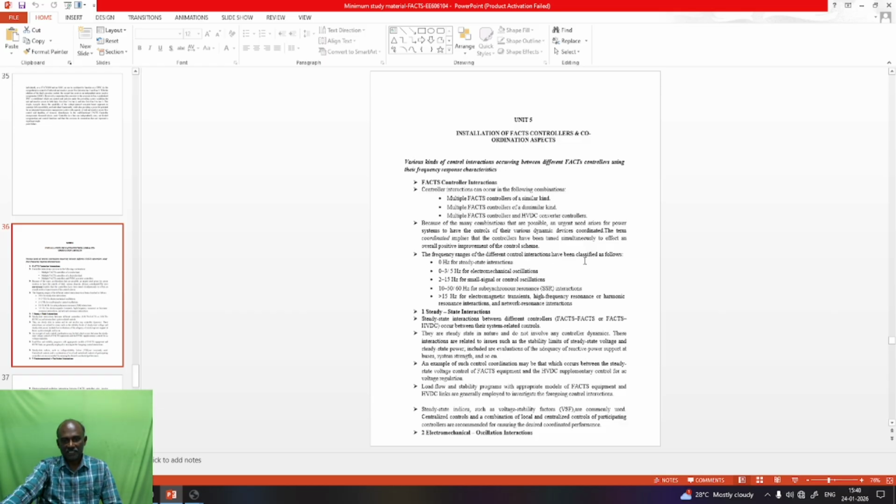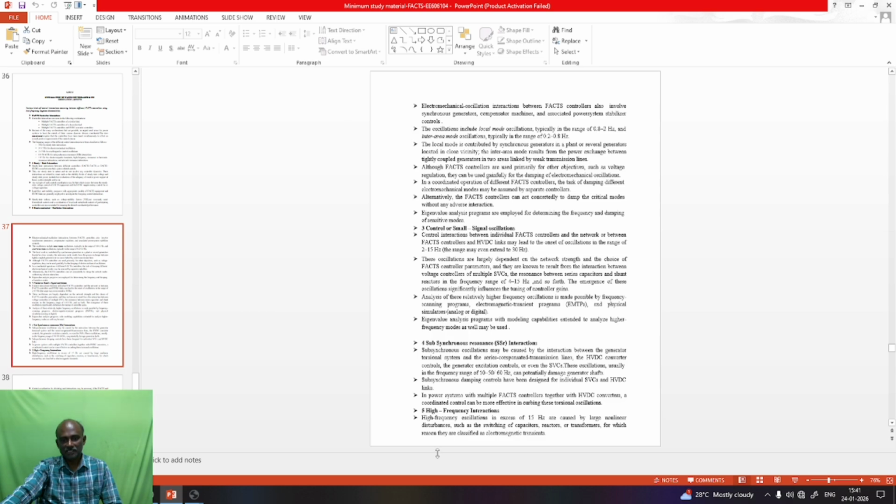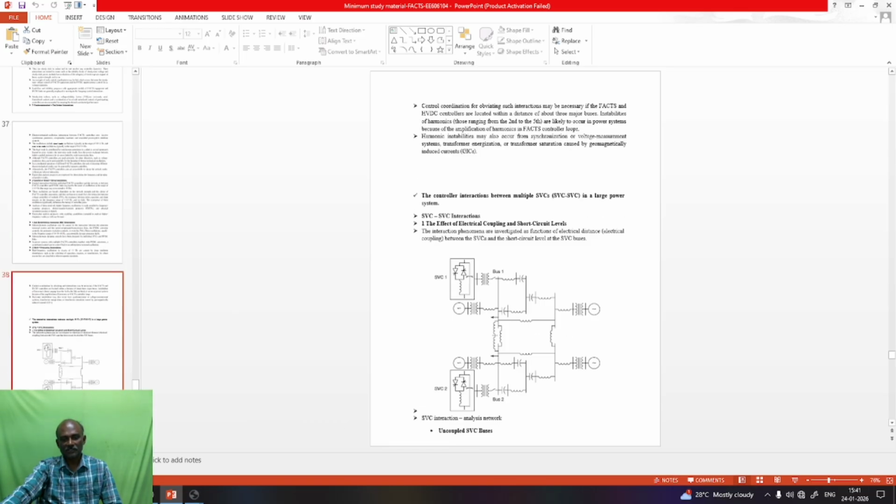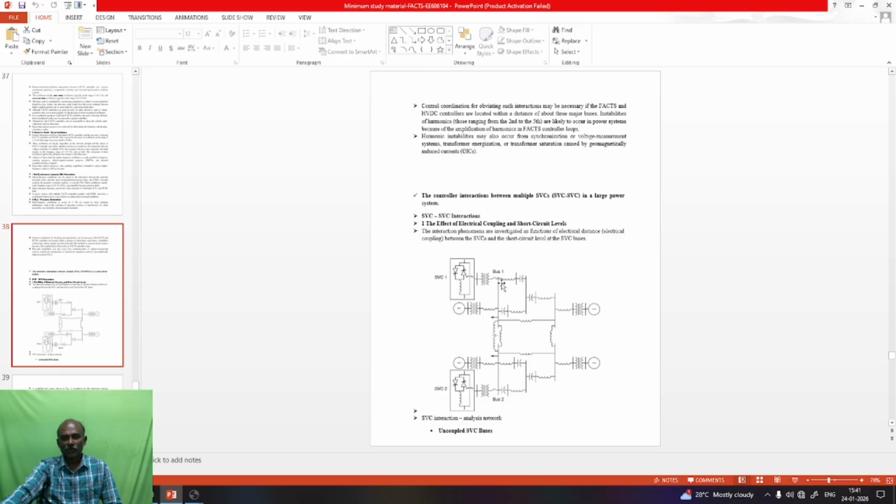The frequency ranges of the different control interactions have been classified. 0 Hz for steady state interactions, 0 to 3/5 Hz for electromechanical oscillations. These are the variations that take place in the system. We have to avoid all the interactions between the various controllers in the transmission system. These include control of small signal oscillations, subsynchronous interactions, subsynchronous resonance (SSR). Having capacitive reactance and inductance, there is a possibility of resonance occurring, so that should be avoided. And also we have high frequency interactions. All the unwanted effects can be coordinated and controlled by this coordination of the devices.